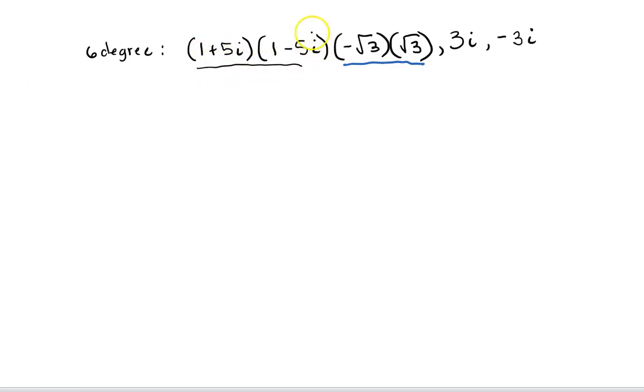So let's start with this term. We're going to start here, and we're going to have x minus 1 plus 5i, and then that's going to multiply x minus 1 minus 5i. All right, so here's my conjugate. These are the opposite signs of each other here on this second term.